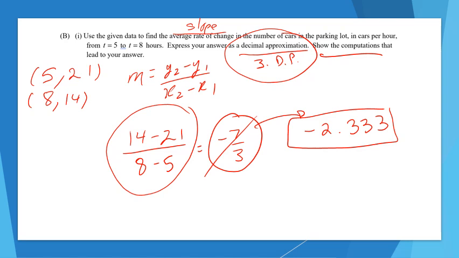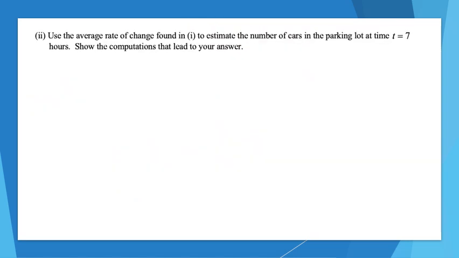We're going to use this in our next part, part BII, which is use the average rate of change found in part 1, which we got to be negative 2.333, or even negative 7 over 3 if you want, to estimate the number of cars in the parking lot at time t equals 7 hours. Show your computations that lead to your answer. So here you are not going to use that quadratic function. We're going to use that kind of a straight line between those 2 points.